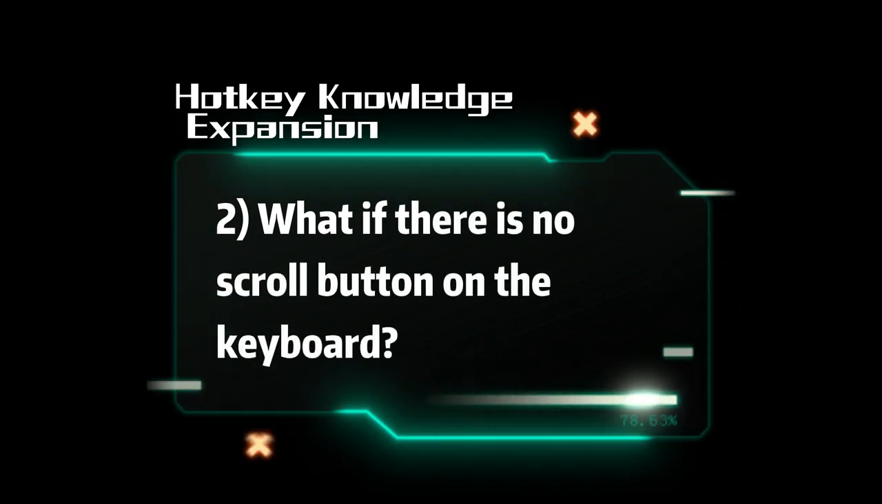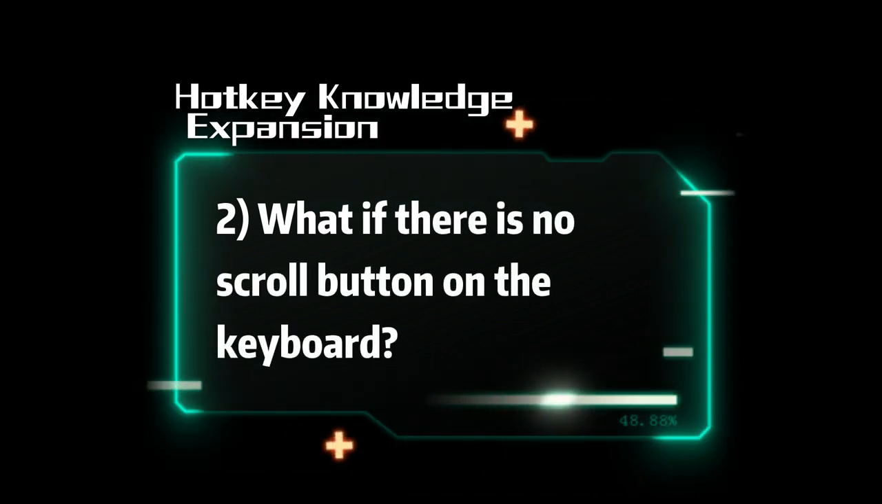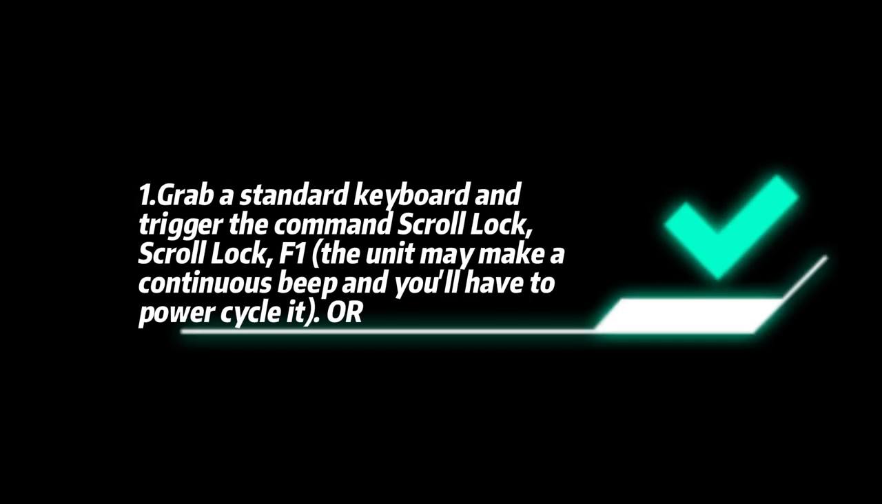Second, what if there is no scroll lock button on the keyboard? You can change from scroll lock to right control. First, please grab a standard keyboard and trigger the command scroll lock F1. The unit may make a continuous beep and you'll have to power cycle it or hold the yellow switch button in the front for 10 to 15 seconds.